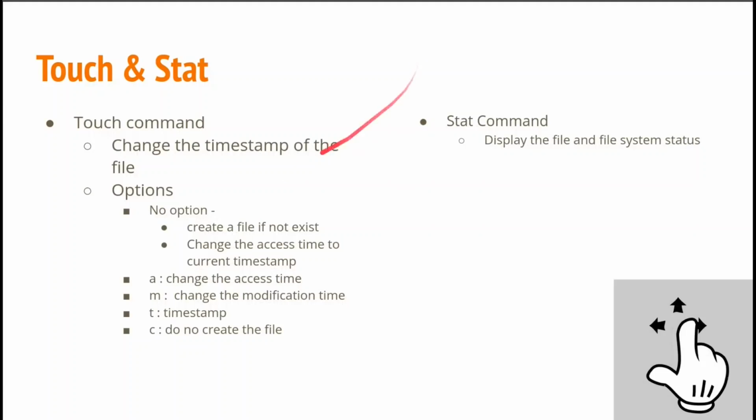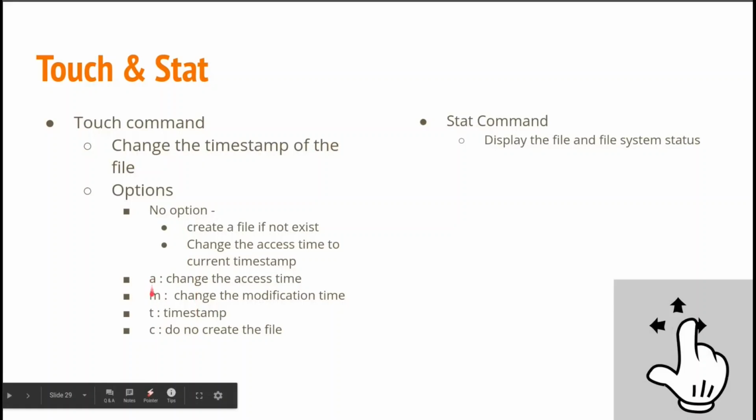So just to recap, we use the touch command to change the timestamp of the file. We saw the options A and M to change the access time and the modification time. We also saw the option T for changing the timestamp and C for not creating a file. And we saw how the stat command is useful for displaying the file and the file system status.